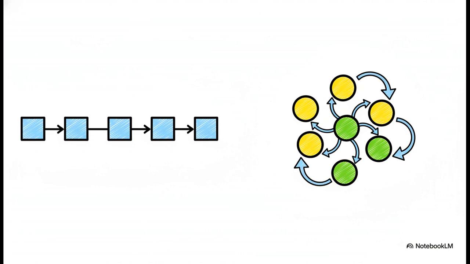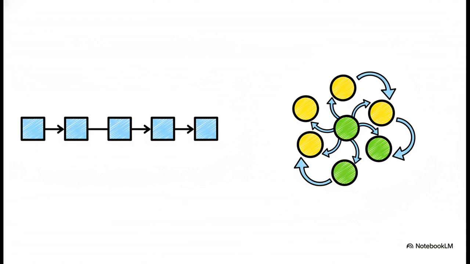Okay, let's dive into this. Look at the fundamental difference between these two approaches. Traditional workflows are strictly linear. They run a single, predictable path from start to finish. User input goes to an LLM, maybe it processes the output, and then it's done. It stops. It's predictable, sure, but it's really rigid.